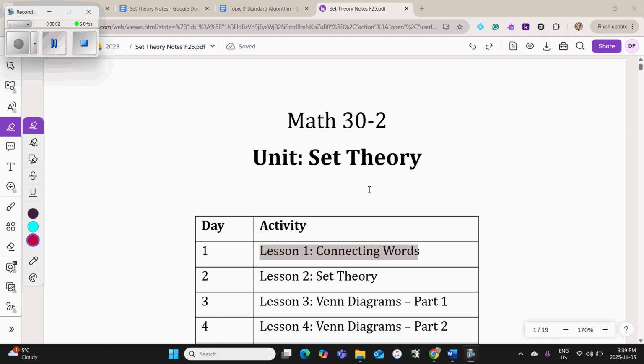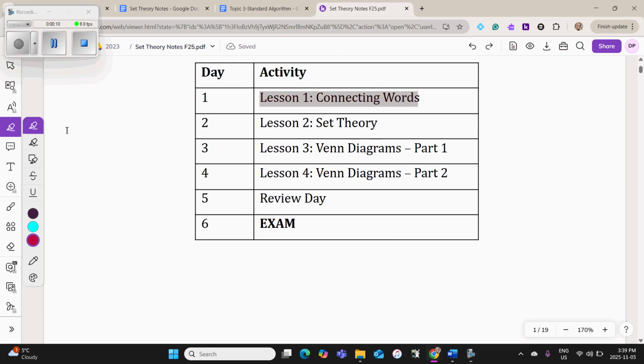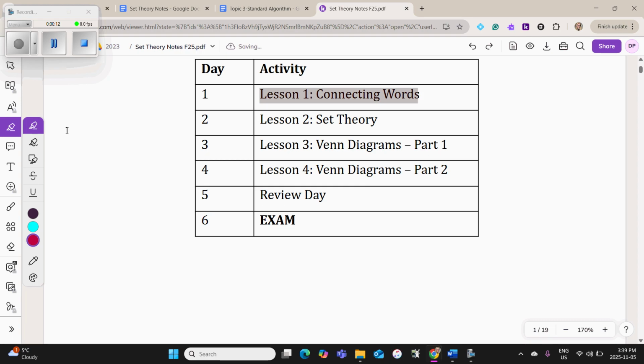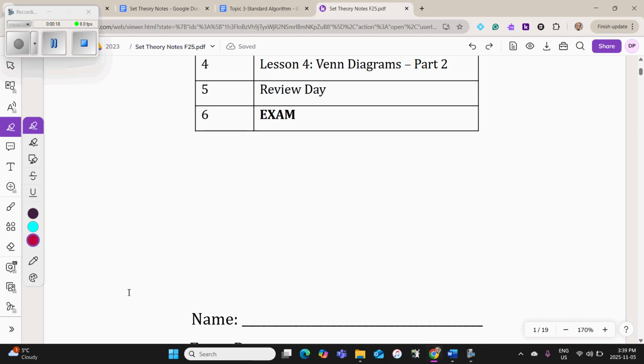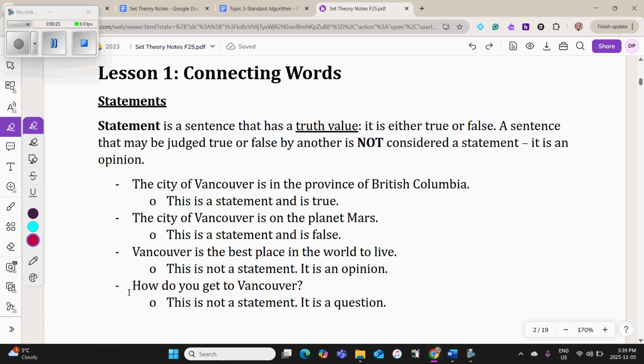Today will be our first lesson for set theory on connecting words. So make sure you're following along in the notes and taking down any important information. Now, set theory is a great unit for Math 30-2. I always love teaching this unit because it's tangible for all students, even those of you who don't particularly love math. So we're going to start with some of the basics today and then build on it throughout the unit.